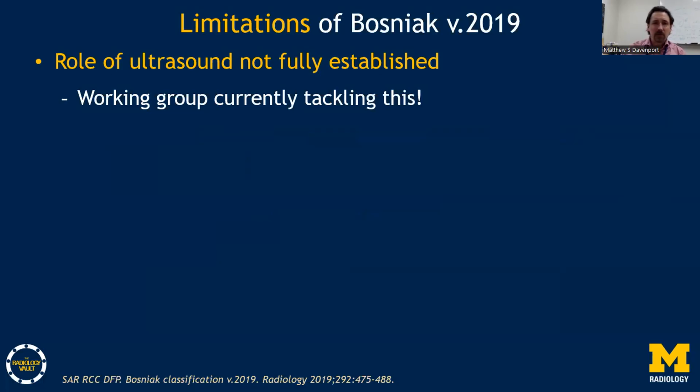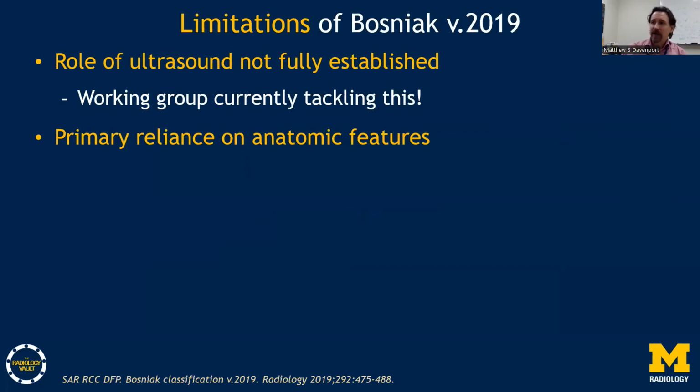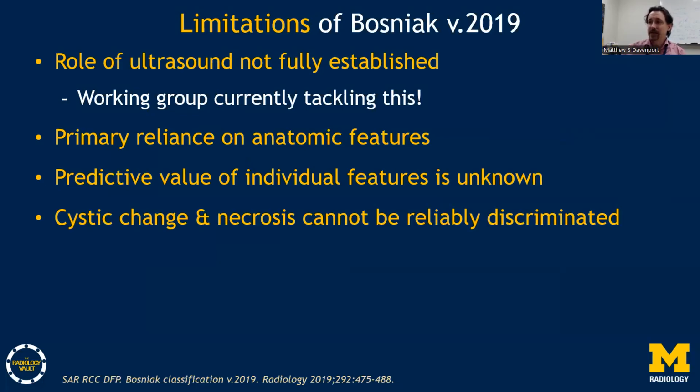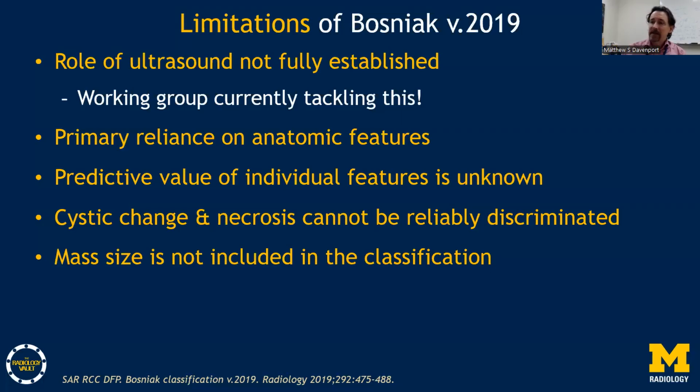There are some challenges or weaknesses of Bosniak version 2019. The role of ultrasound is not fully established. That's being worked on right now. It primarily relies on anatomic features, and the predictive value of individual features is unknown. Cystic change and necrosis are hard to distinguish. In general, necrosis is going to have a thick outer wall, and the necrosis will be centered. Mass size is not included in the classification.